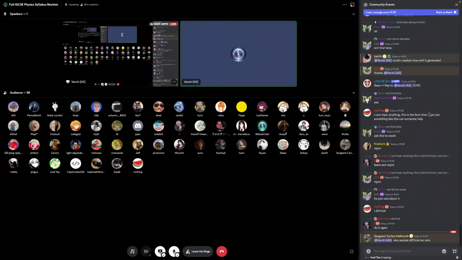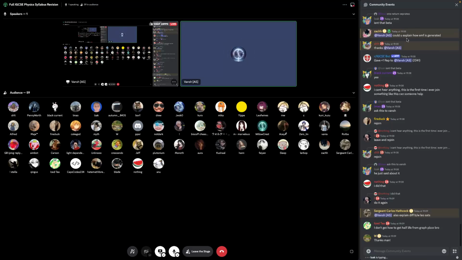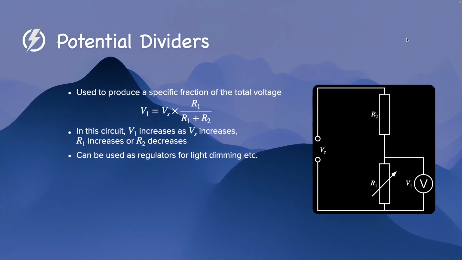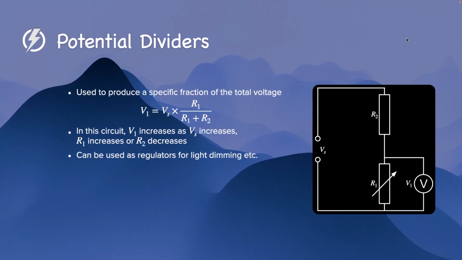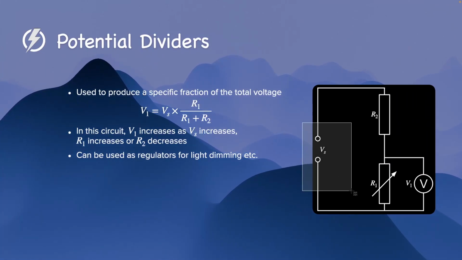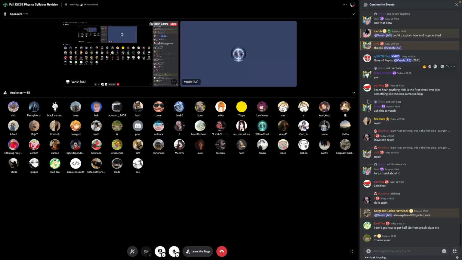Explain how EMF is generated. EMF, the electromotive force, it is just the voltage around the battery or the power supply. It's just nothing else.